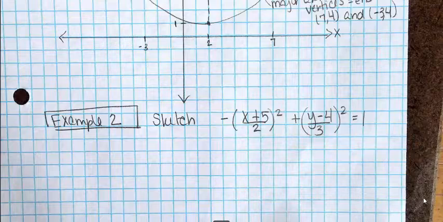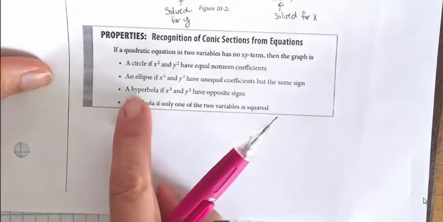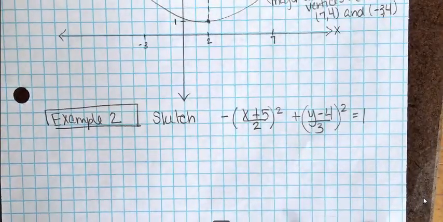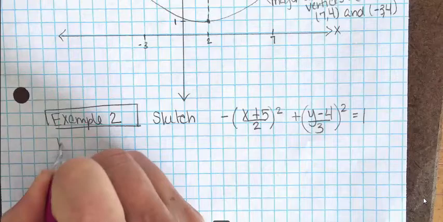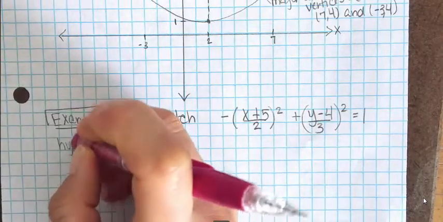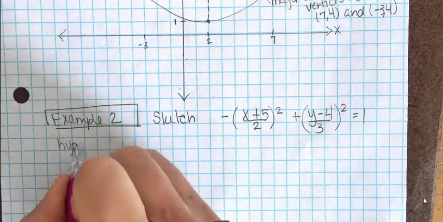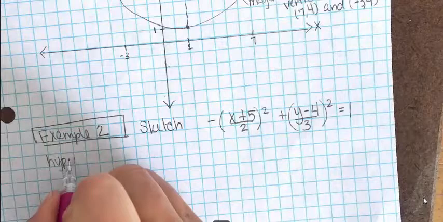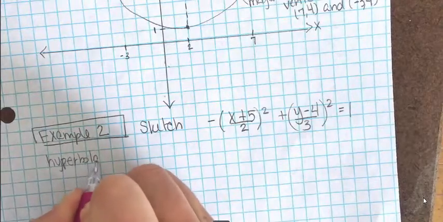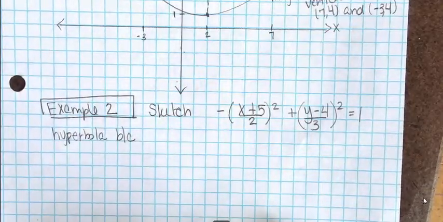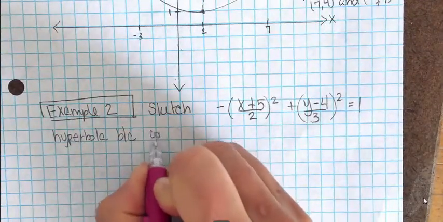Therefore, they have opposite signs. We know that it's a hyperbola. Okay? So let's go ahead and write that down. Okay, hyperbola. Okay, now why is it a hyperbola? Basically, the coefficients are not equal.